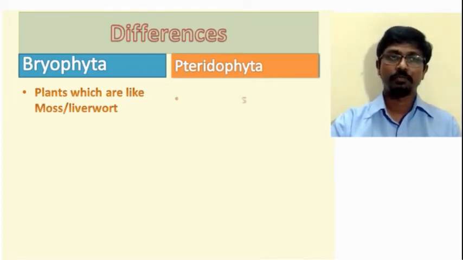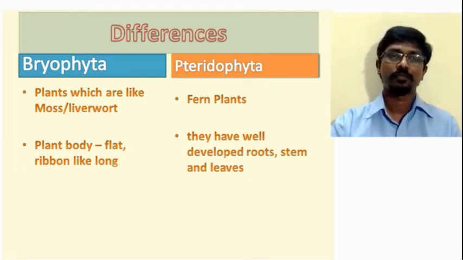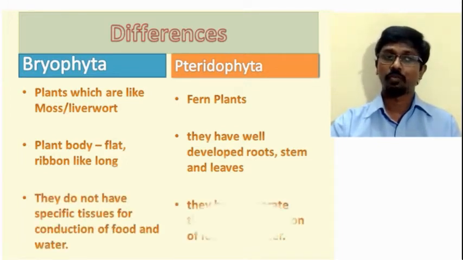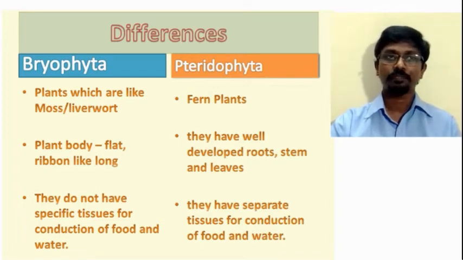Bryophyta has a flat ribbon-like long plant body, whereas Pteridophyta have well-developed roots, stem and leaves. This is an example of a Pteridophyta leaf. Bryophyta do not have specific tissues for conduction of food and water, whereas Pteridophyta have separate tissue for conduction of food and water. Can you recollect a few more differences?